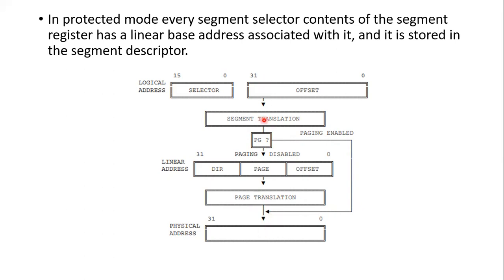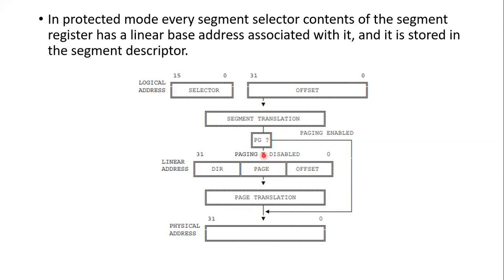But if your page translation is not enabled, or disabled, then what will happen? See, this is a linear address block. How this linear address block is represented, you will see. It has a 32-bit linear address. Dir means directory, page means the normal page section in the memory, and this is nothing but your offset field. Offset, I repeat, this is nothing but your offset field.